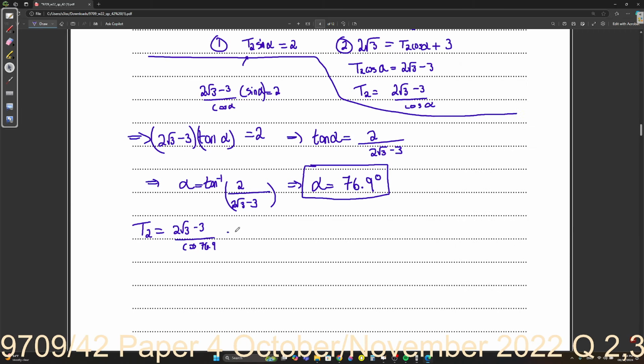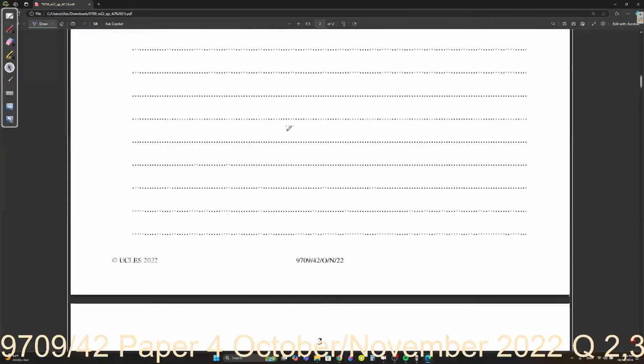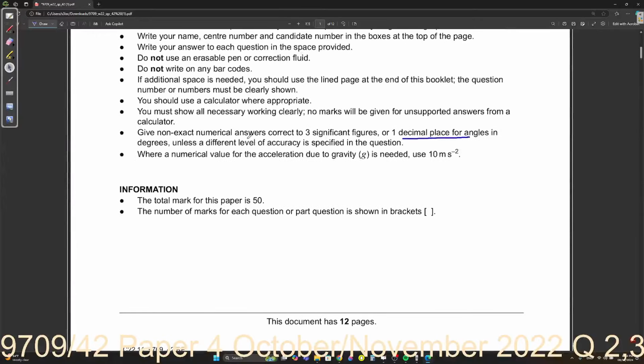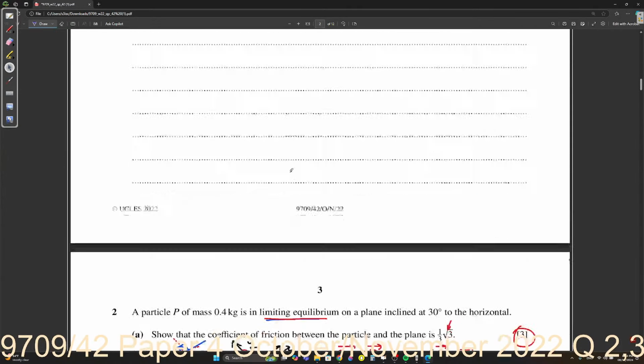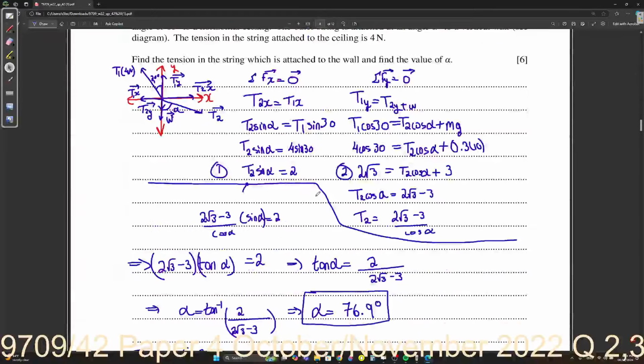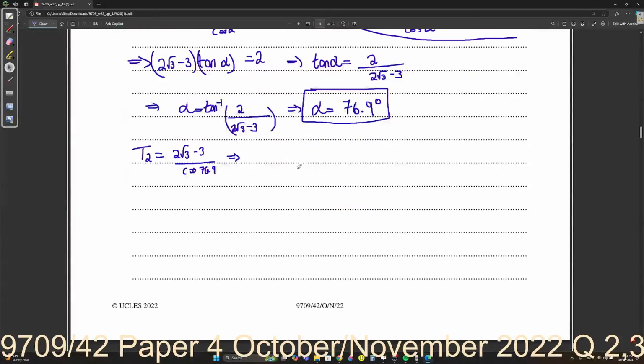We're going to round it to 3 significant figures. Why? Because again, the exam instructions say to round it to 3 significant figures. So we're going to make it 2.05 newtons.